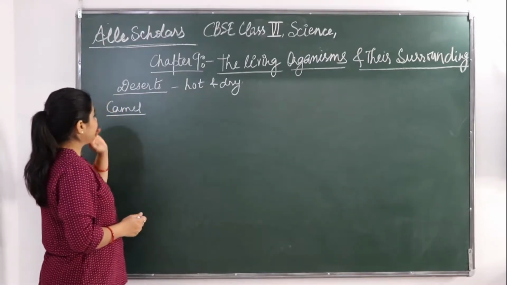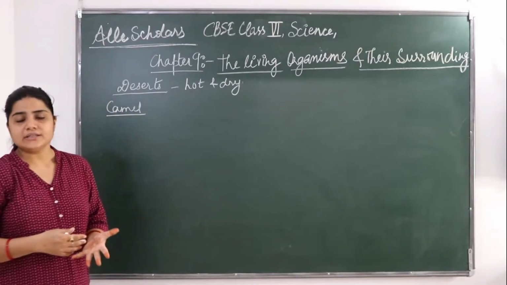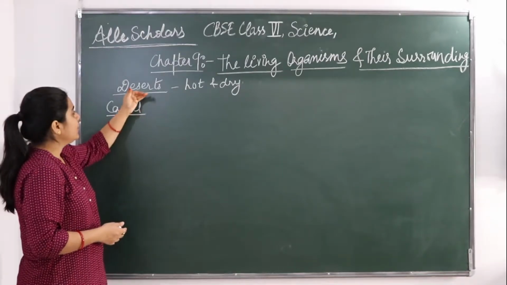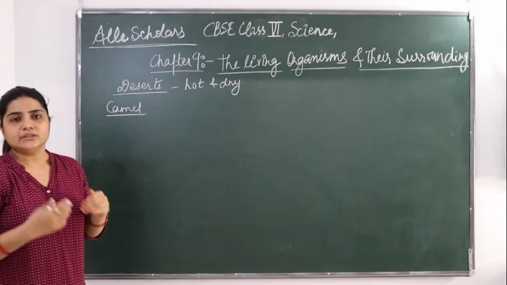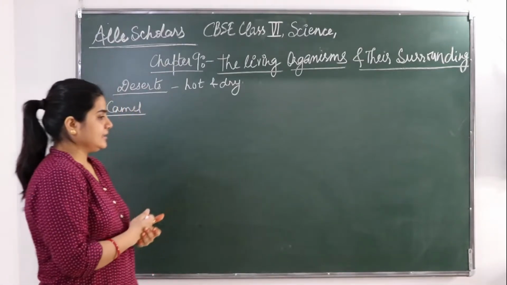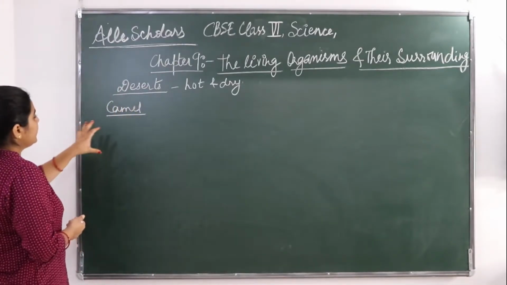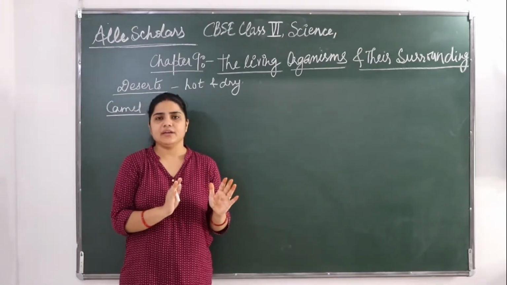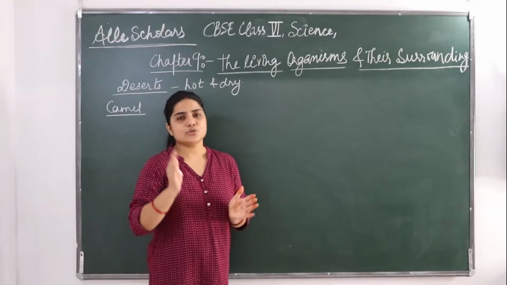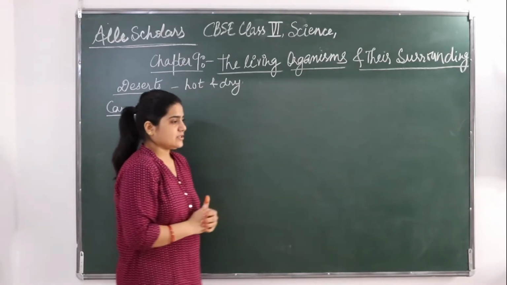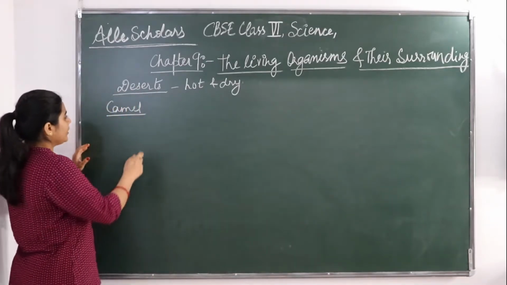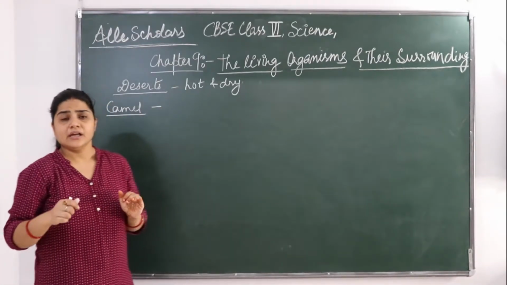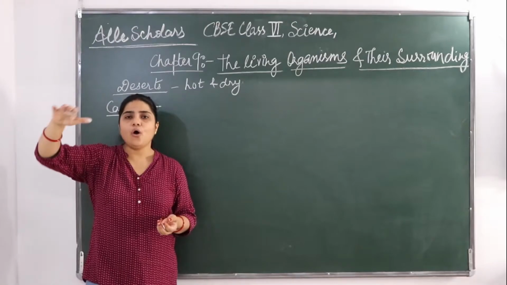Okay, so we will see now the body structure of the camel, how it helps it to live in a desert, to survive in desert conditions. The body structure of the camel is designed in such a way that it helps it to survive in deserts. Okay, so what is the body structure of a camel? If you have seen, camels have very long legs.